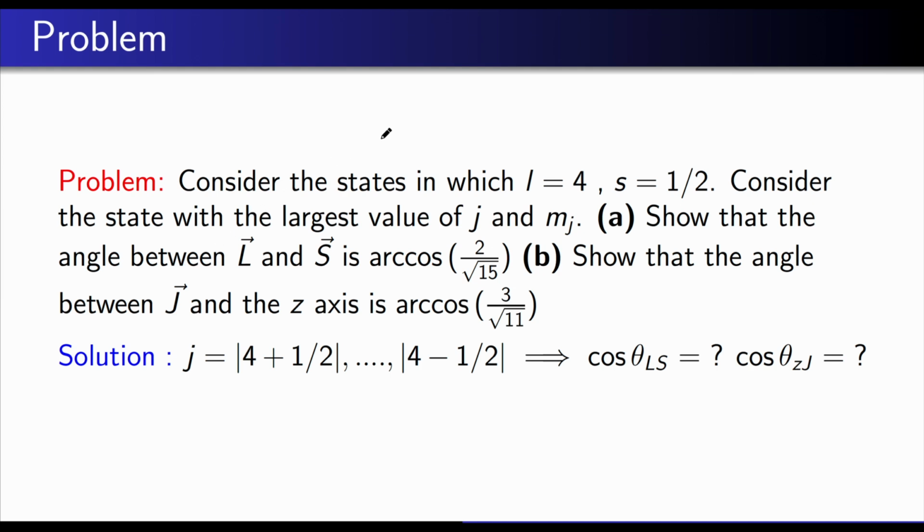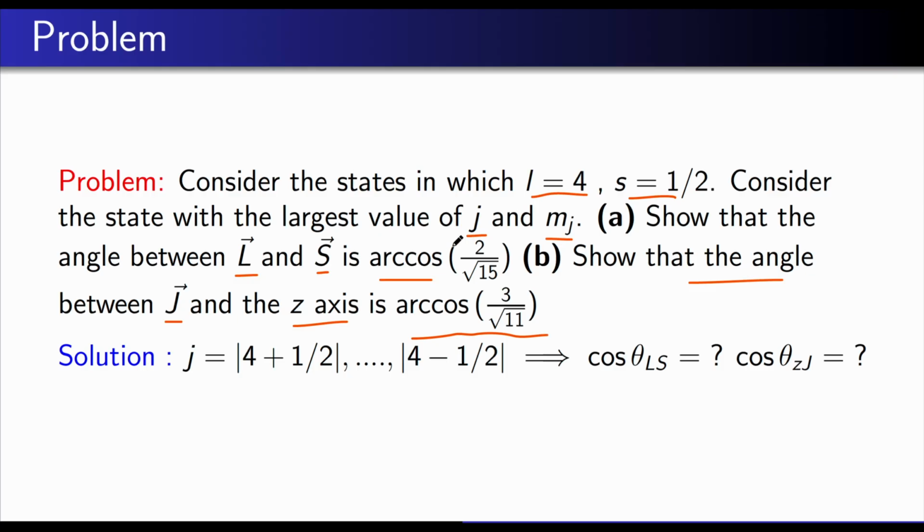Next we go to another problem. Consider the states in which L is equal to 4 and S is equal to half. Consider the state with the largest value of J and Mj. Show that the angle between L and S is arc cos 2 by root 15, and that the angle between the z axis and J for this maximum Mj is arc cos 3 by root 11.